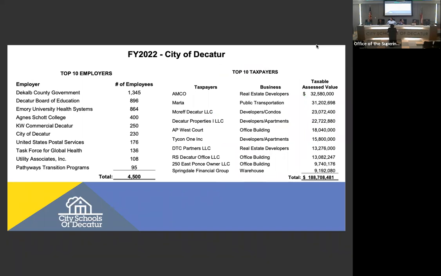This slide is an overview of some of the major factors in the city that impact the district's local revenue. The top 10 employers in the city are listed, with DeKalb County government having the largest quantity of employees, followed by the district as the second largest employer of the city. The top 10 taxpayers are listed, with AMCO, a real estate developer, being the largest taxpayer, followed by Martin.